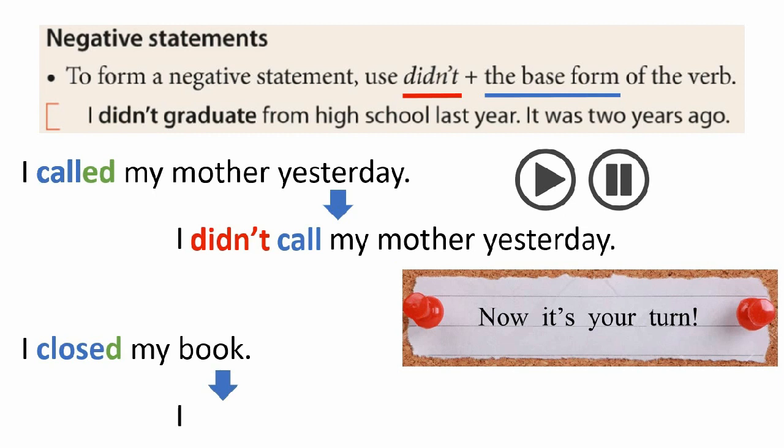So it's I and my book. So what we do, we use didn't plus the base form of the verb, which means I didn't close my book without the D, because it's the base form of the verb.